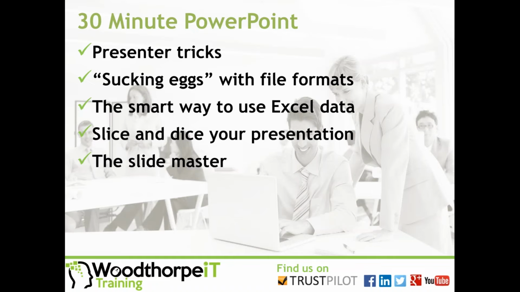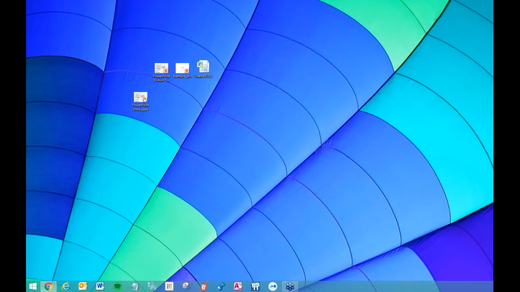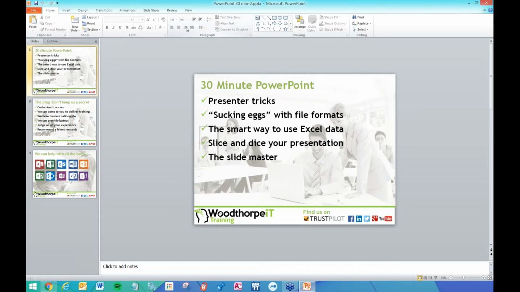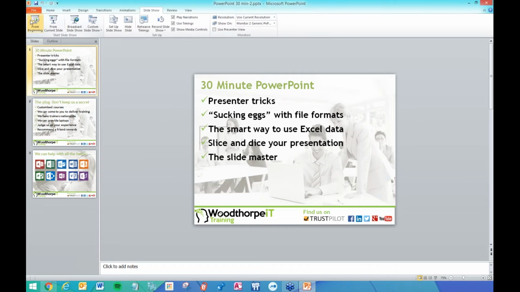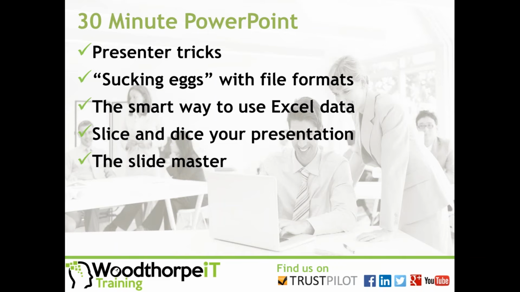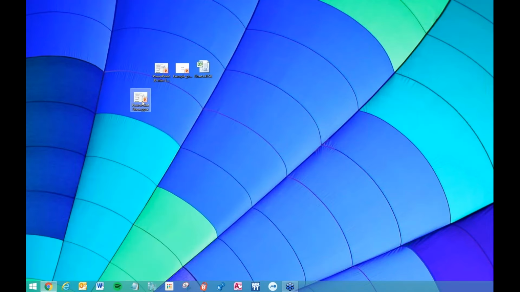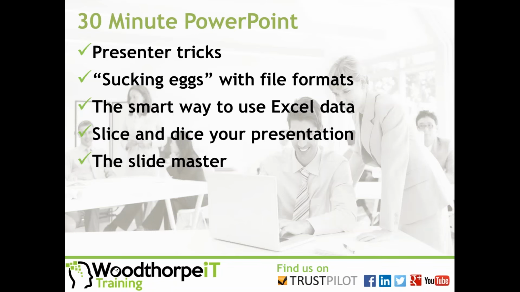So what this means is, rather than me having to open the presentation up and then go to slideshow and click from beginning, or you could use the shortcut F5, all I need to do is simply double click on the file, the one I saved as a PowerPoint Show, and it goes straight into that presentation.